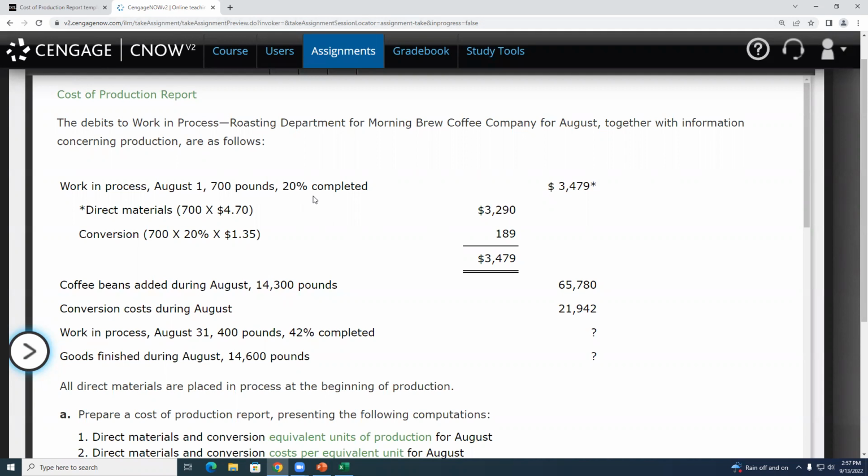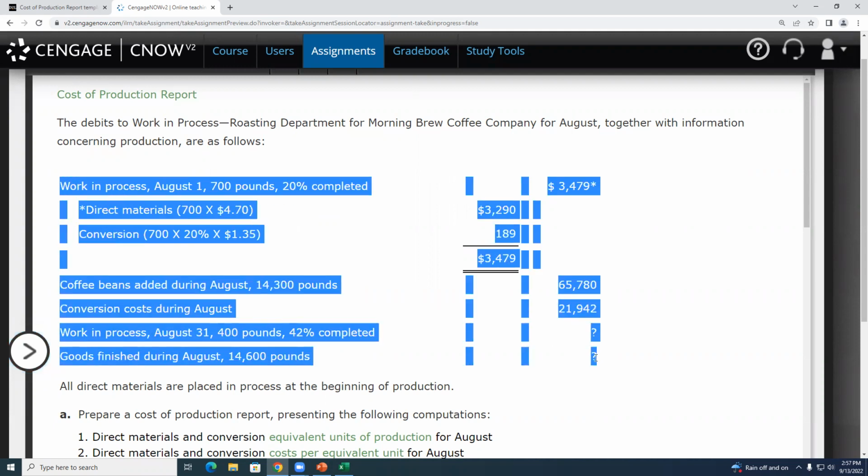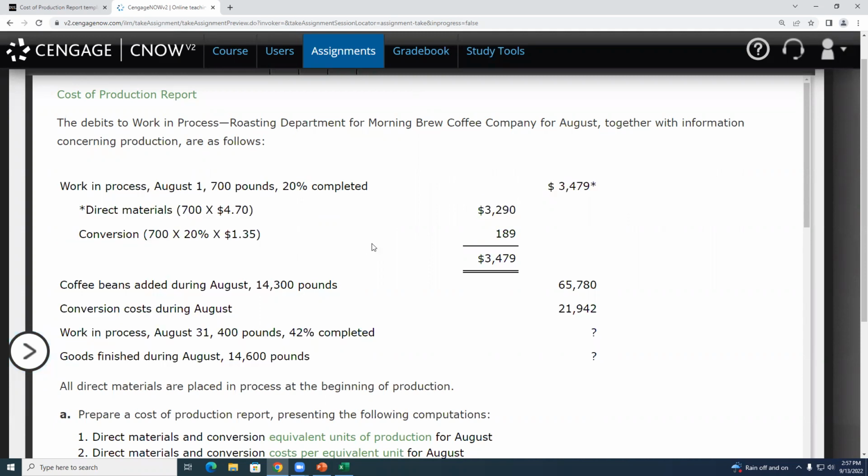The debits to work in process roasting department for Morning Brew Coffee Company for August, together with information concerning production, are as follows. So we're basically given the same information in this table as we were given in exercise 4 that we did together a few minutes ago. It just looks a little bit different, but we're told how much we had in process at the beginning of the month, how complete it was, and what the total dollars were.